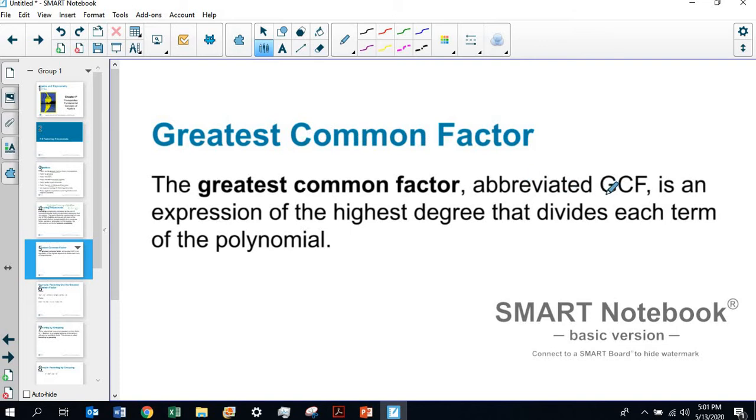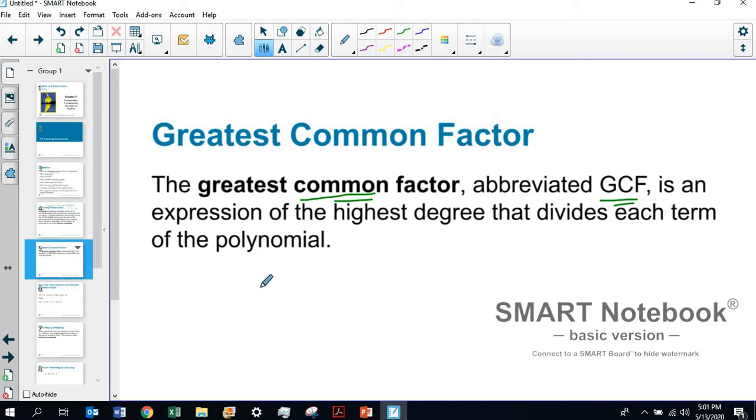The greatest common factor is the simplest of the factoring concepts, and that is when you have a term that is equally divisible in each of your polynomial terms. If you have two terms, you can divide it out of both. If you have three terms, you can divide it out of all three. It's not a common factor if it's not in all of the terms.